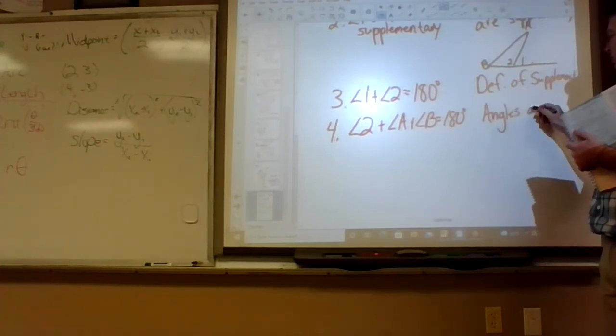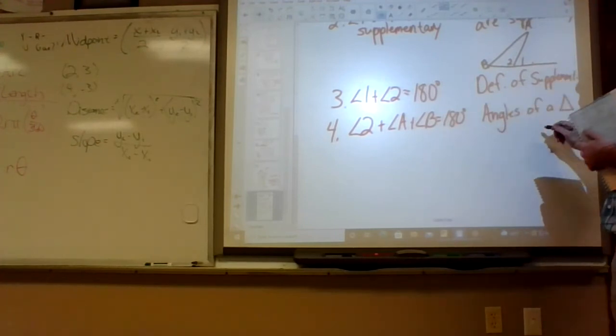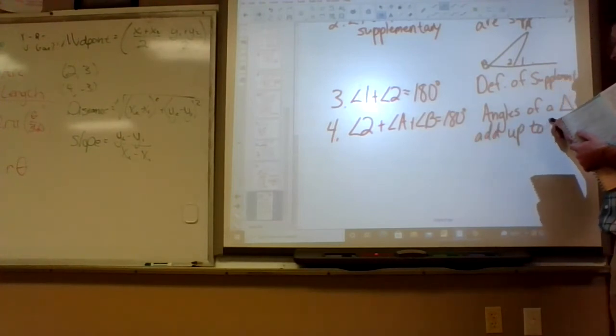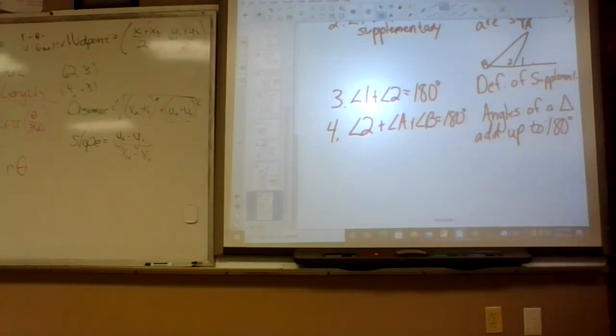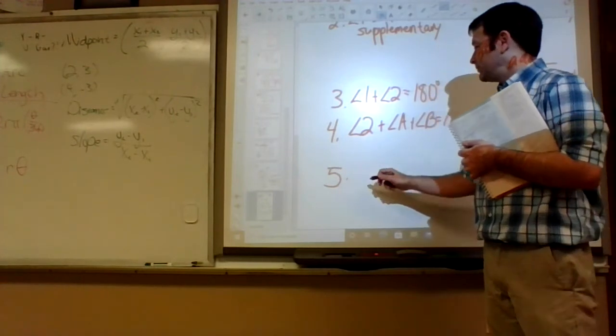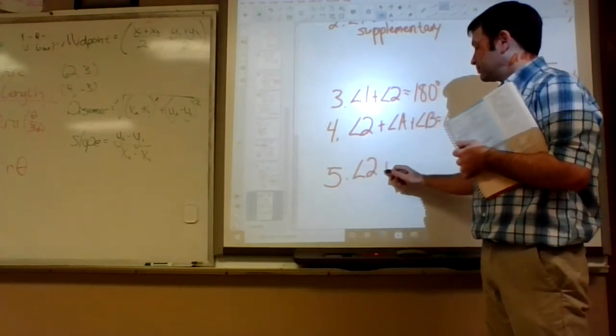Angles of a triangle add up to 180. That is a theorem. I don't know if it has a name or not, probably not. So we're just saying the rule. Angles of a triangle always add up to 180 degrees. Okay, this next line is probably the hardest one. See if you guys can figure out where I got it from.